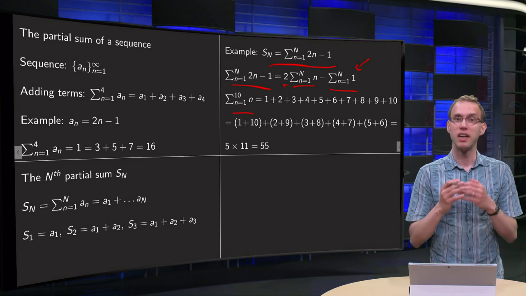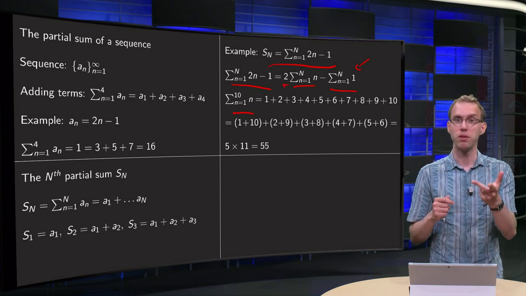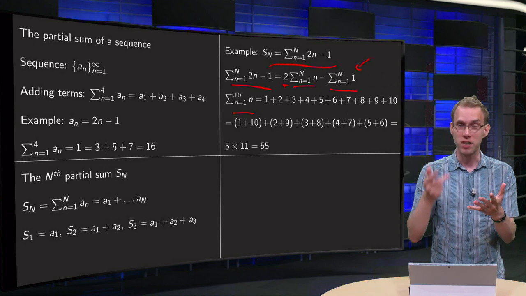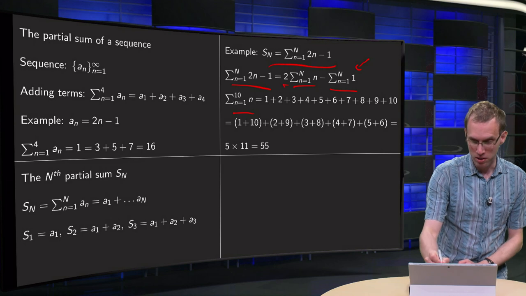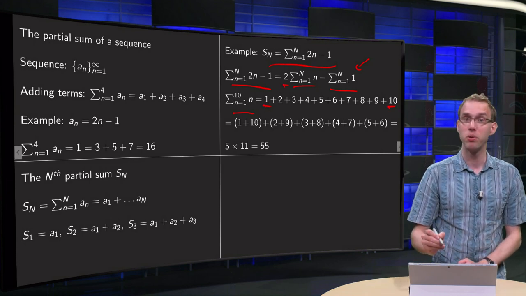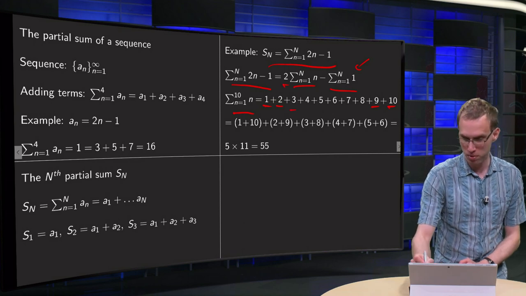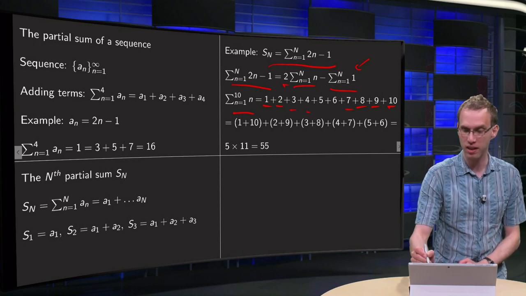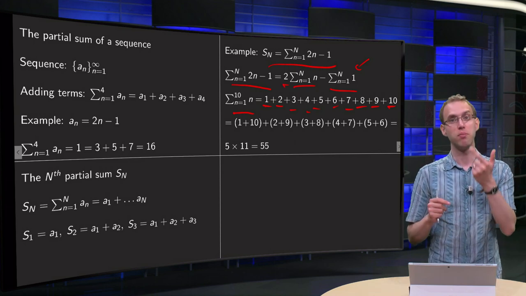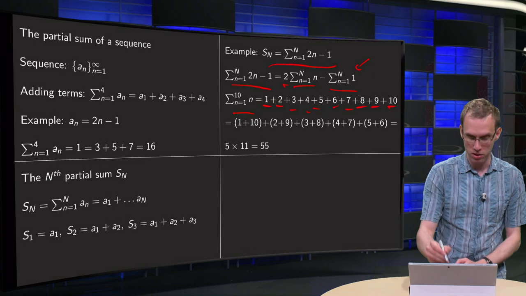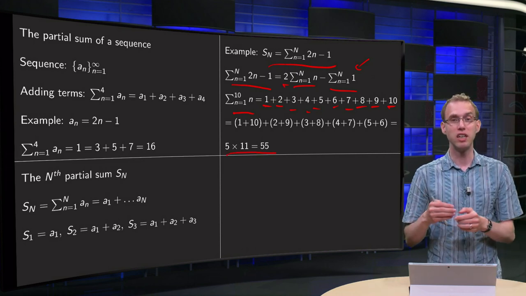Add the first 10 terms first, or add 1 plus 2 plus 3 plus 4 plus 5 plus 6 plus 7 plus 8 plus 9 plus 10. So how can we do that? Well, the trick is to add the first and the last number. You get 11, and then 2 plus 9, then 3 plus 8, again 11, 4 plus 7, again 11, and 5 plus 6, again 11. So we have 11 plus 11 plus 11 plus 11 plus 11, five times, so we get 5 times 11 equals 55.